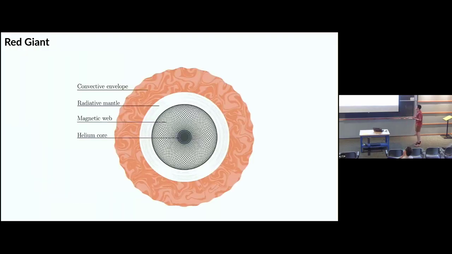Okay. So the way you should think of a red giant is, as I mentioned, this dense helium core surrounded by a magnetic web that anchors it. It grabs onto a significant fraction of the radiative mantle, and then you have this layer outside the web that can differentially rotate, and then that sets the coupling to the convective envelope.